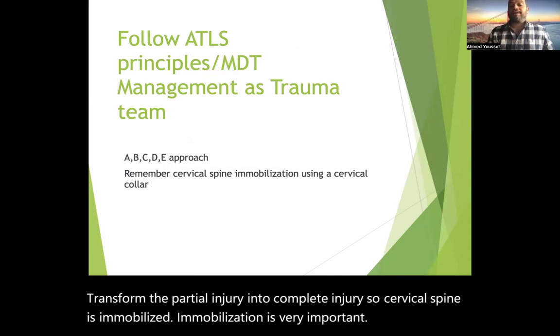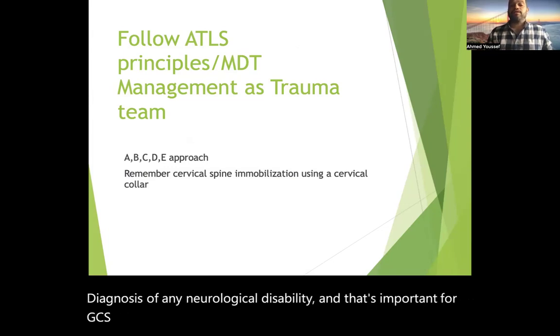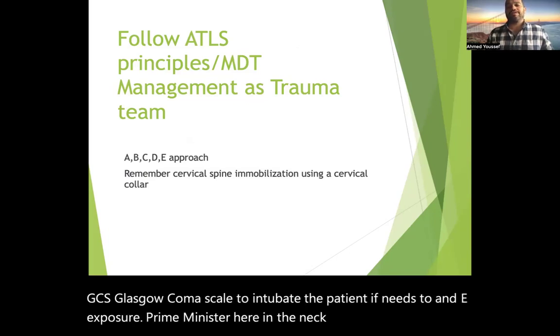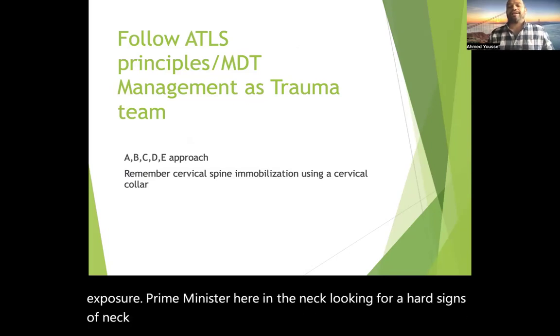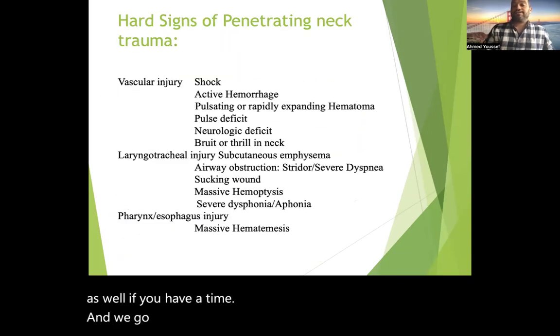D is diagnosis of any neurological disability, and that's important for the GCS, Glasgow Coma Scale, to intubate the patient if he needs to. And E, exposure. In the primary survey here in the neck, we are looking for hard signs of neck trauma, and in the secondary survey you look for other things as well if you have time. And we go back to the hard signs of neck trauma.